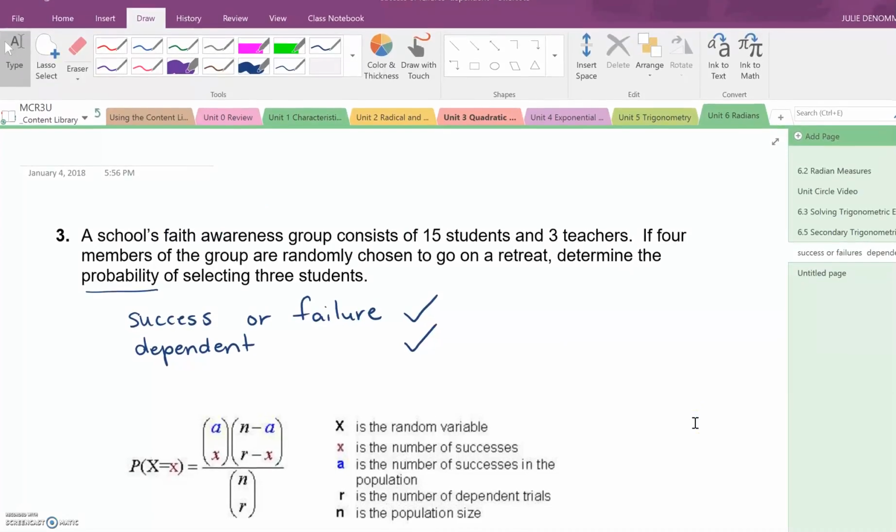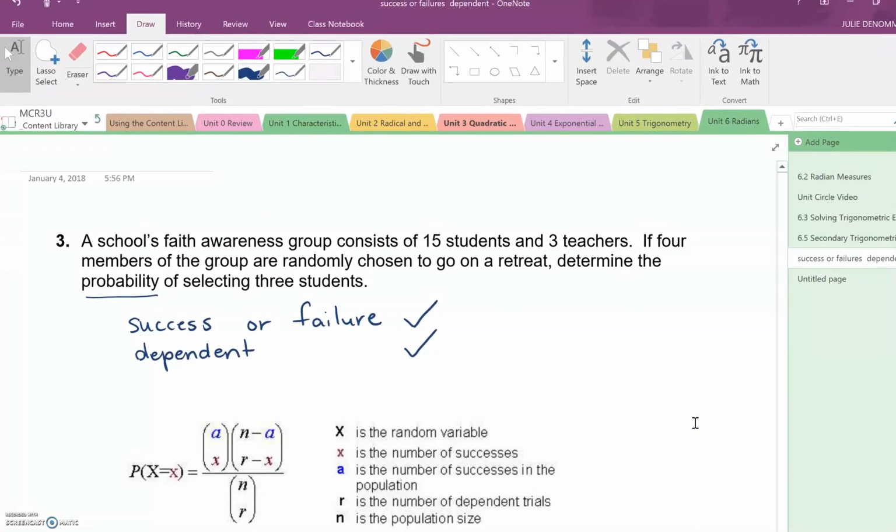And this is what that formula looks like. It's not an easy formula to remember, that's for sure. But you have to understand what each variable represents. X is an easy one. N is relatively easy to remember, but I find that between R and A, those are 2 that you have to study and remember what they are. So A is the number of successes in the population, okay? R is the number of dependent trials. So when we're doing this, you have to remember that those letters represent specific numbers.